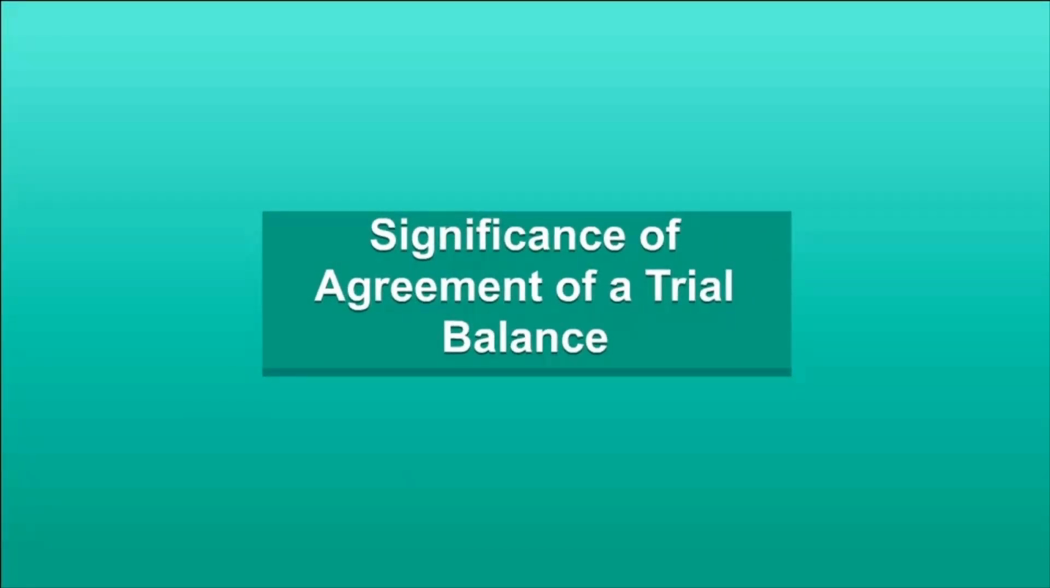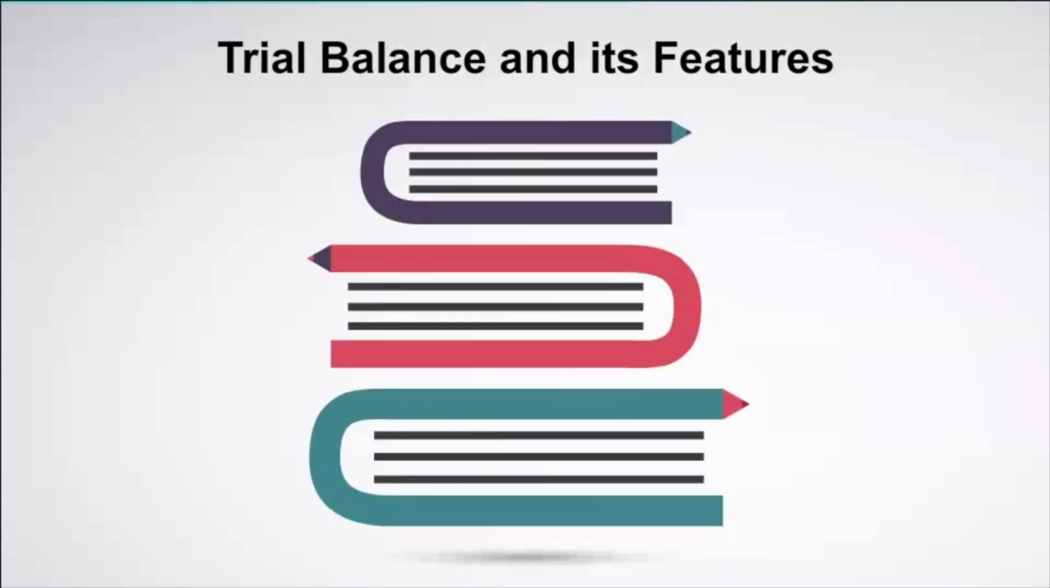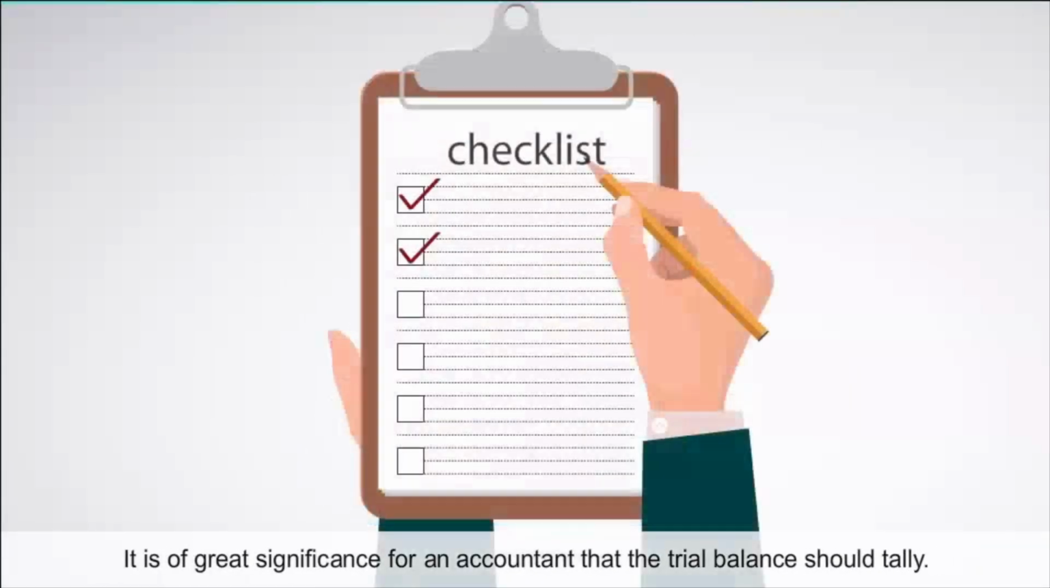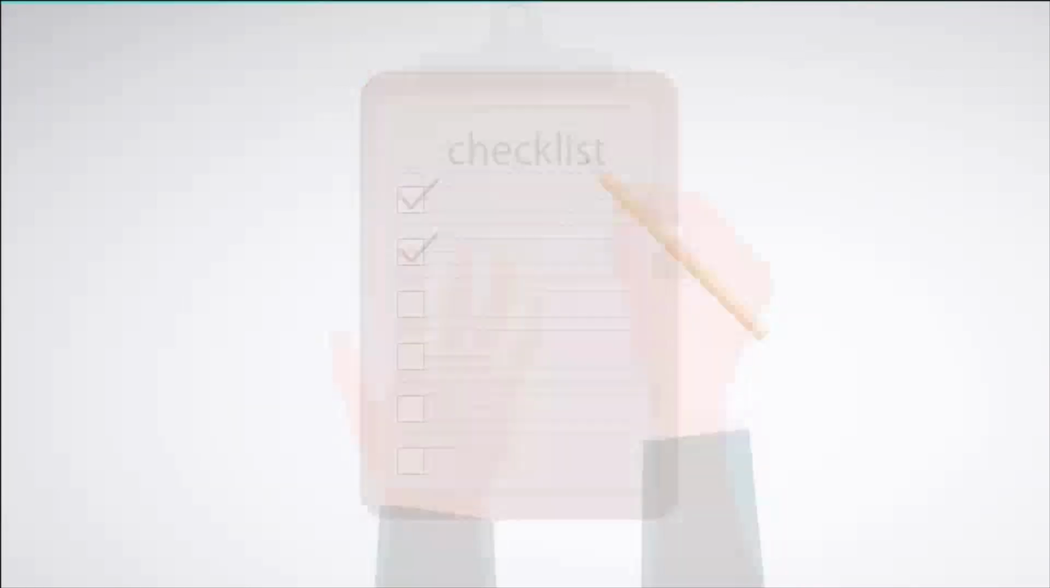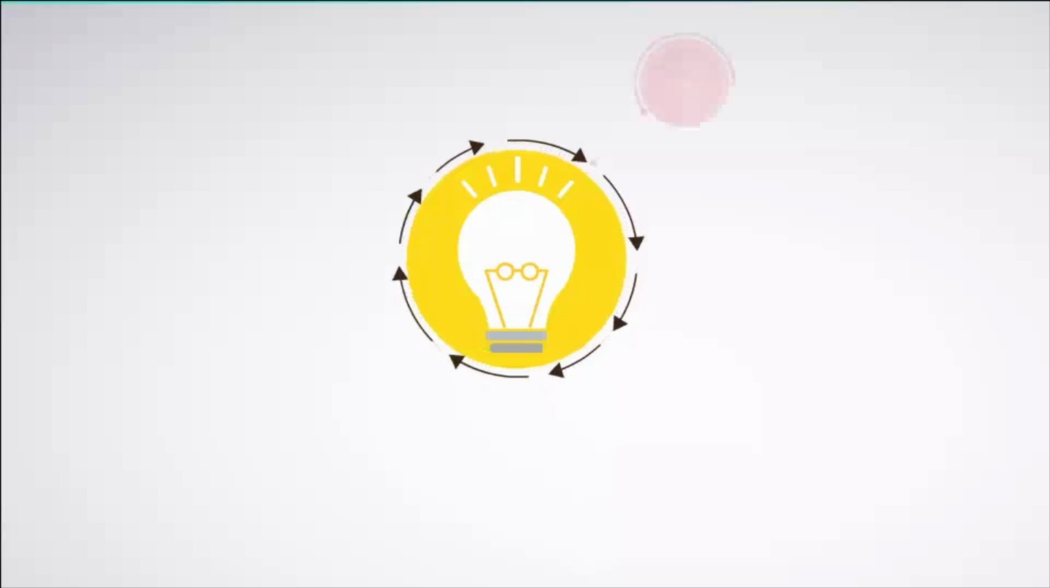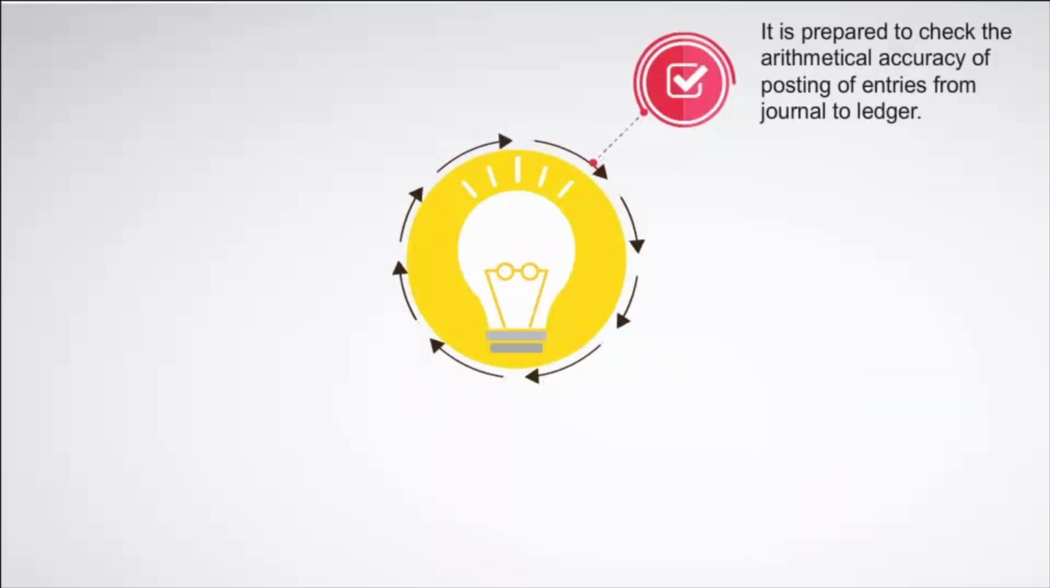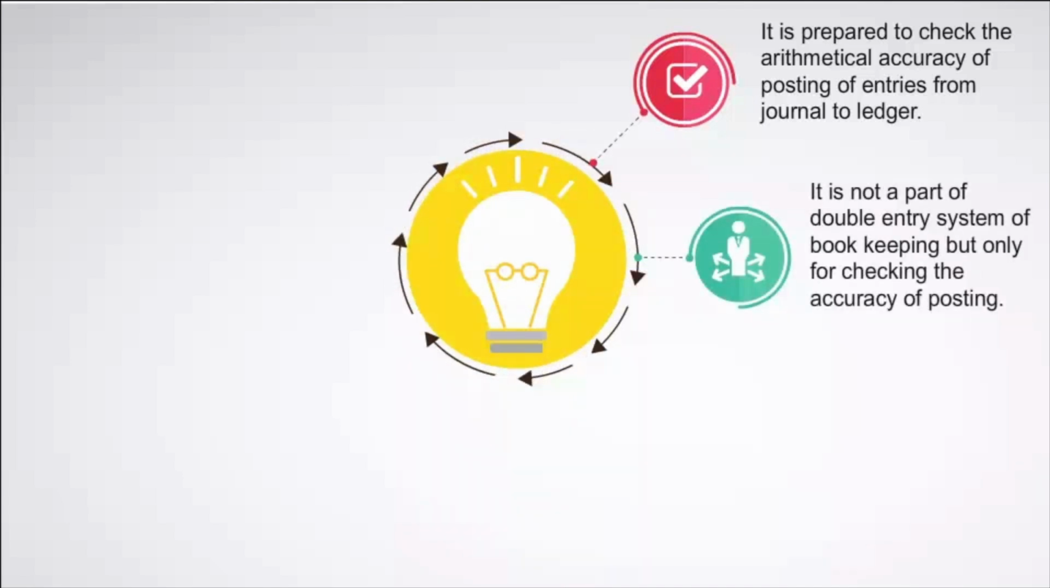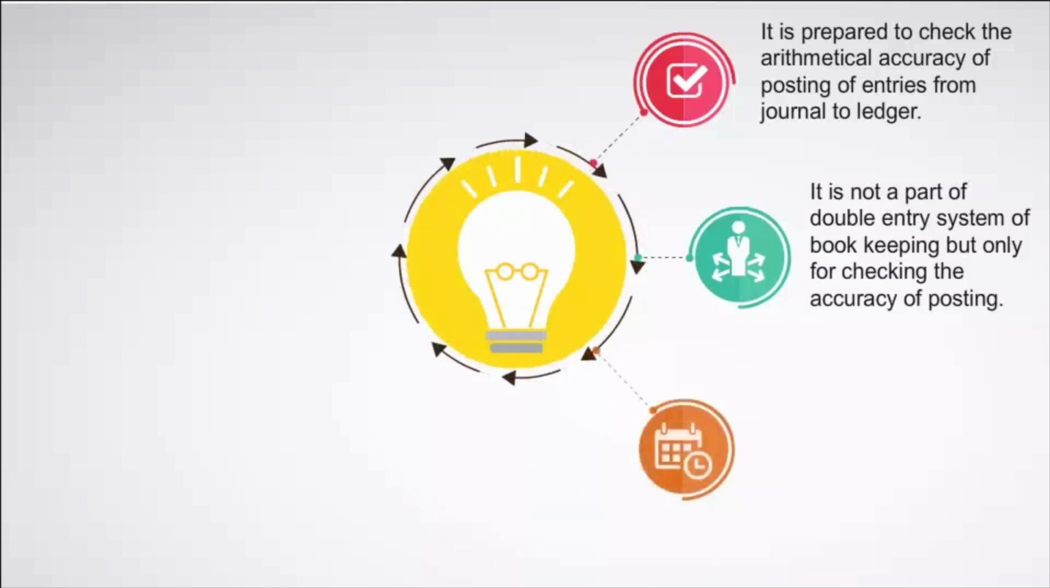Significance of agreement of a trial balance. Trial balance and its features. The trial balance is the list of debit and credit balances taken out from the ledger. Its features include: 1. It is prepared to check the arithmetical accuracy of posting of entries from journal to ledger. 2. It is not a part of the double entry system of bookkeeping, but only for checking the accuracy of posting. 3. It is prepared on a specific date.